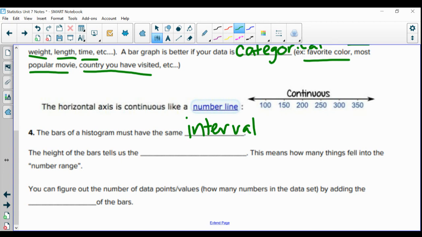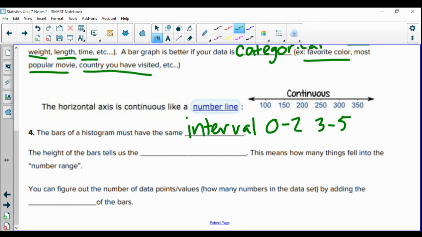So if you do 0 to 2, think about how many data points that is. Well, I can have any number that's 0, 1, or 2. So that's 3 numbers. So when we create our next one, we also have to have 3 numbers. So it would be 3, 4, 5. So 3 to 5 would be my next interval. So they have to have the same number of data points.